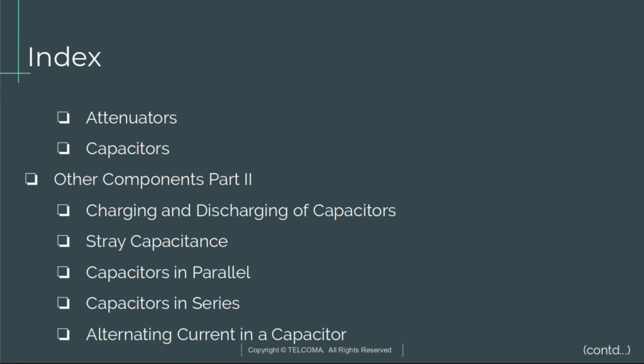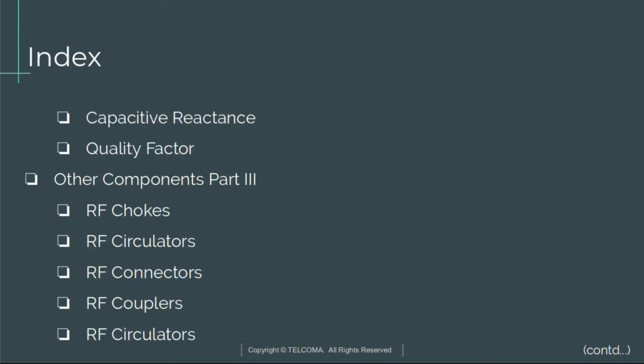Ninth chapter is Other Components Part 2, that includes charging and discharging of capacitors, stray capacitance, capacitors in parallel, capacitors in series, and alternating current in a capacitor, capacitive reactance and quality factor. 10th chapter is Other Components Part 3, that includes RF chokes, RF circulators, RF connectors and RF couplers.